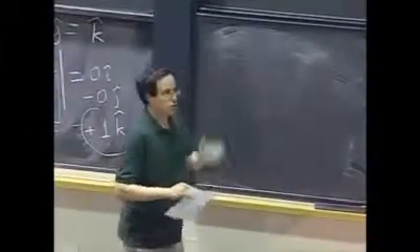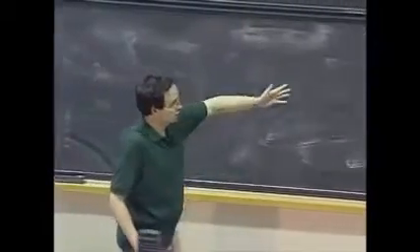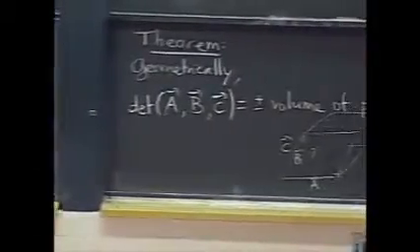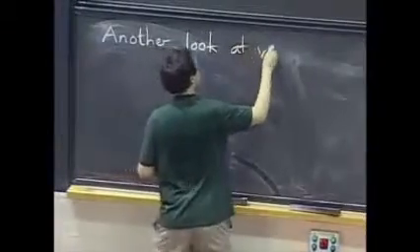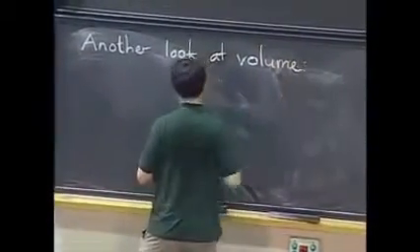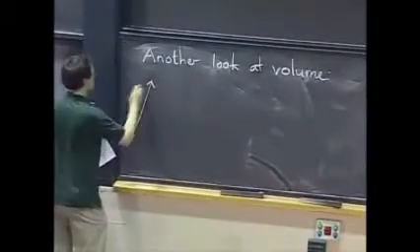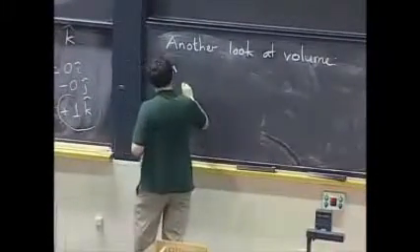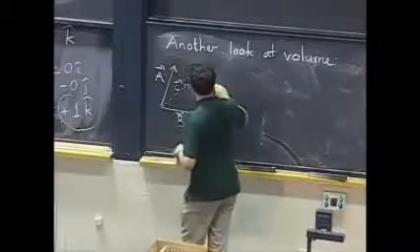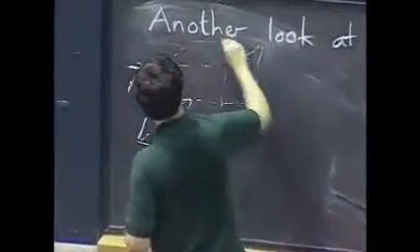Okay, so let me return to the question that you asked a bit earlier about how I actually find volume if I don't want to know about determinants. Well, let's have another look at the volume. Let's say that I have three vectors. Let me put them this way: A, B, and C. And let's try to see how else I could think about the volume of this box.